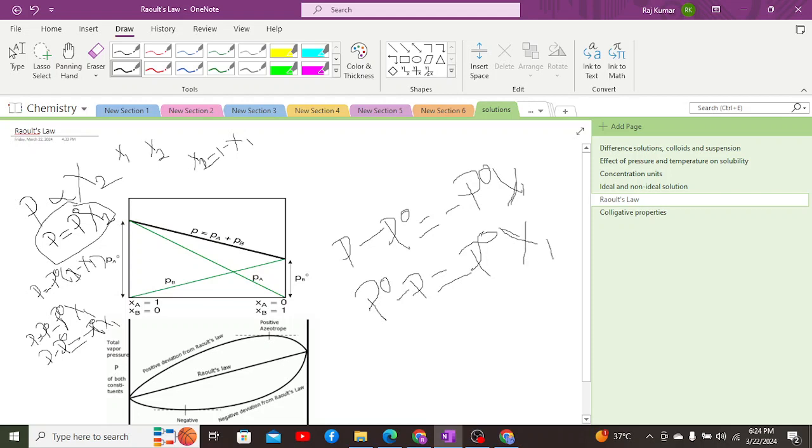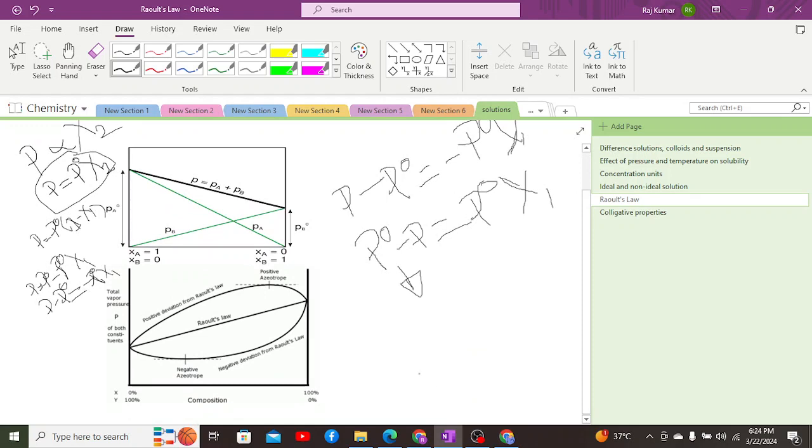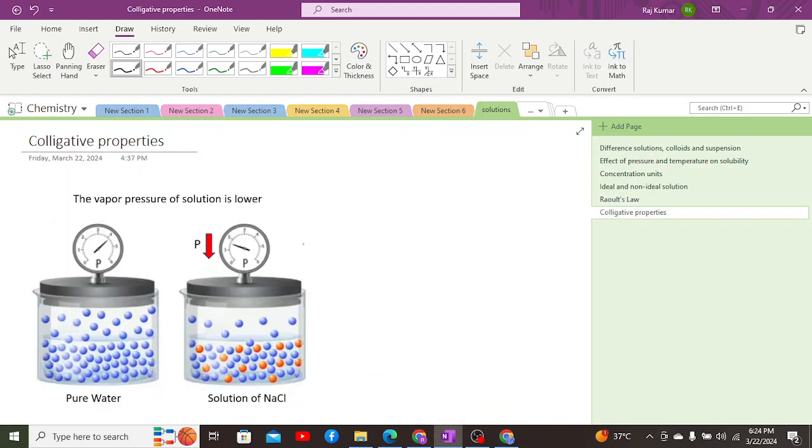Here P naught minus P is considered the lowering in vapor pressure, because according to Raoult's law, whenever the mole fraction of the solute increases, there is an increase in the lowering of vapor pressure. Now you might be wondering why there is a lowering of vapor pressure in the case of Raoult's law. So let us discuss that as well.